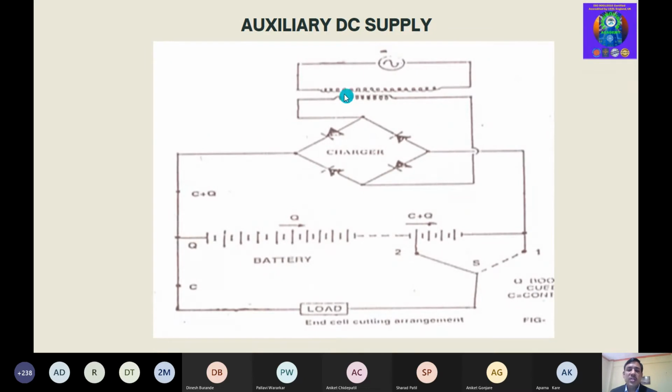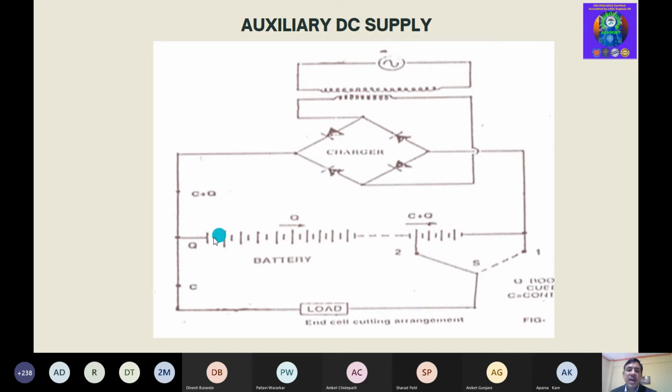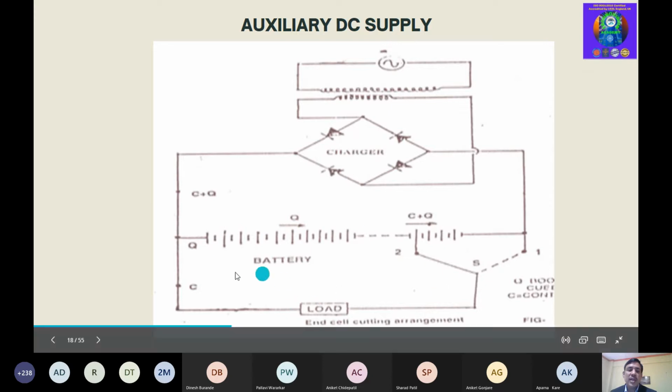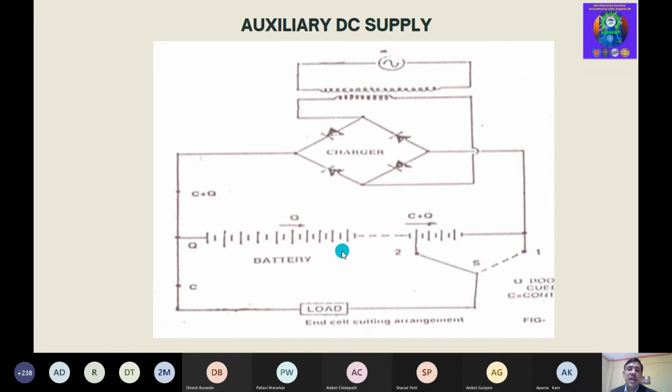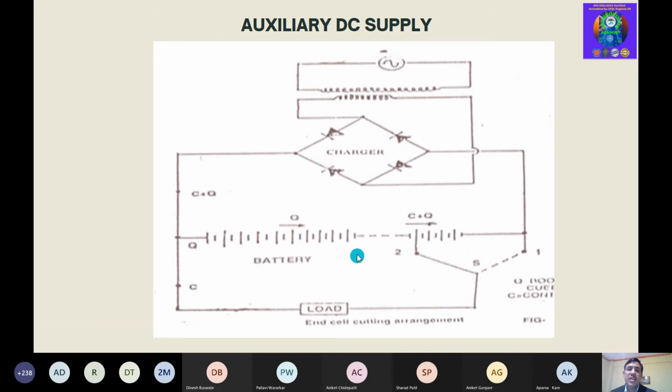In the auxiliary DC supply, this is your charger, this is the battery set, and this is a load. All these work in parallel. Suppose my charger fails, still my battery will take care of this load. The battery has a certain capacity, so it will run for certain hours as per its capacity. If a 200 Ah battery is there and I'm running with 20 amps DC current, it will give power for 10 hours actually. So that is the capacity of that battery. So here we can say that the battery is actually a backup.